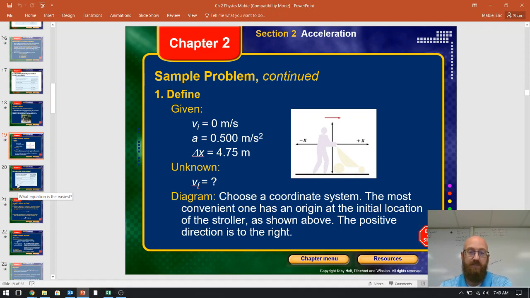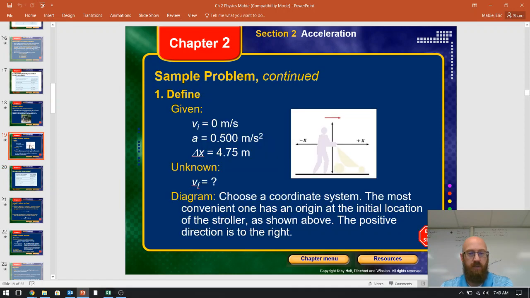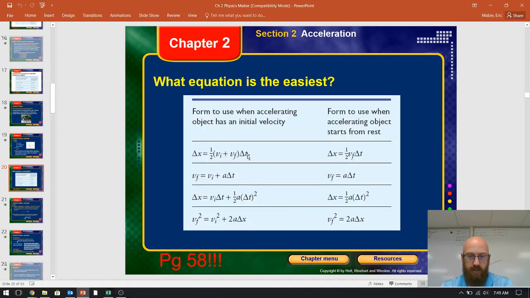So we have a problem. We need to find VF. With those given variables, we go back to our handy dandy chart. Seems like that one's pretty simple. Oh, I guess we could use that one. Because what do we have? We have a distance, we have an acceleration, we have a velocity. Do we have a time? That one's got time in it, that one's got time in it, that one's got time in it. No time. VF, VI, acceleration, delta x. Ooh, we might have a winner.